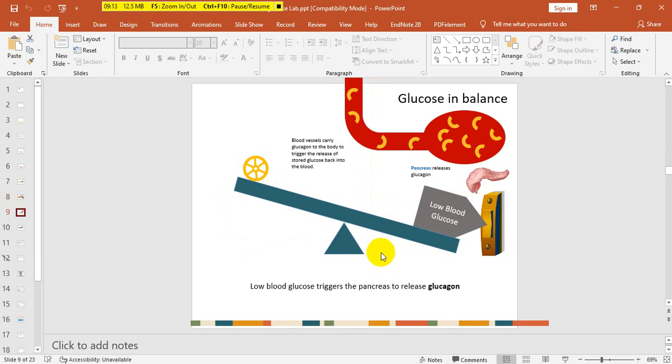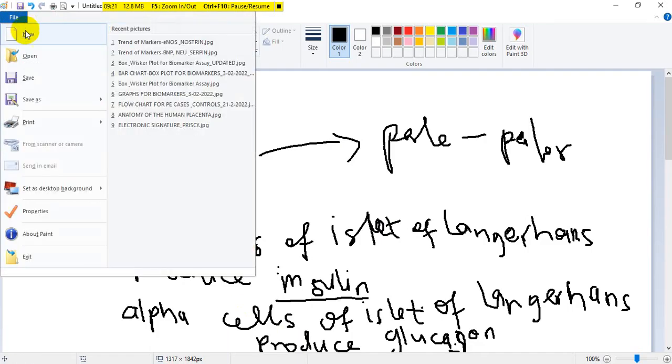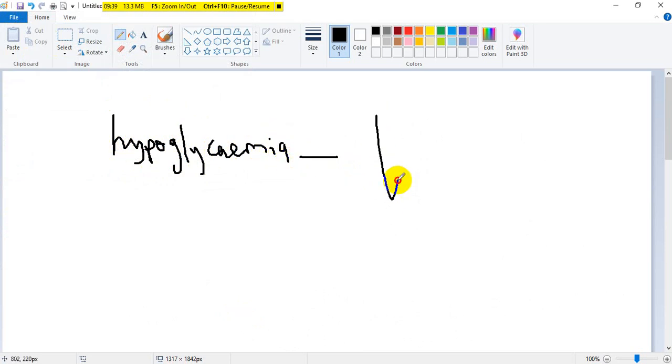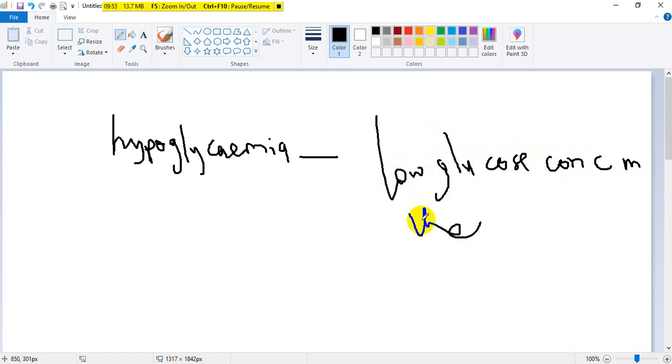Again, when glucose level is low in the blood, we call it hypoglycemia. Hypoglycemia: low glucose concentration in the blood.